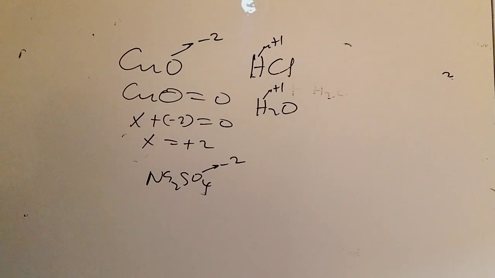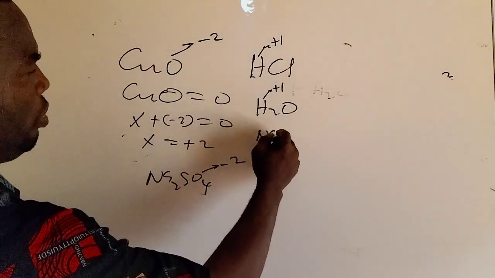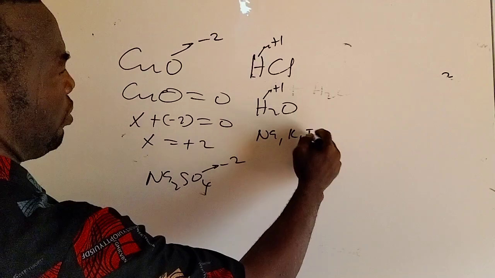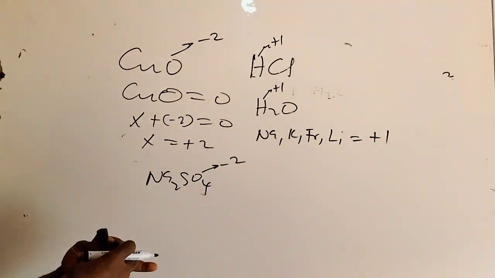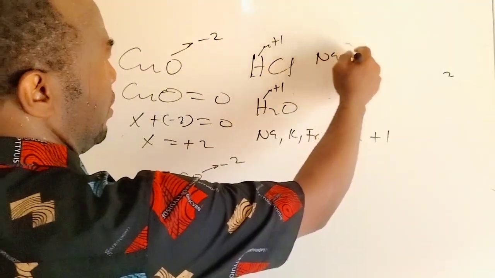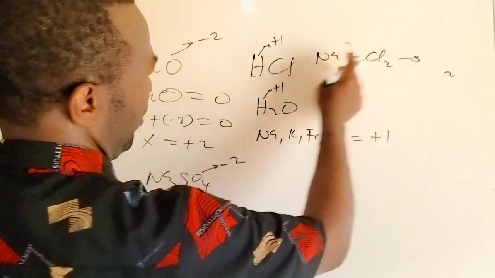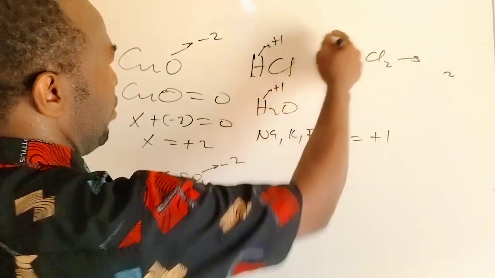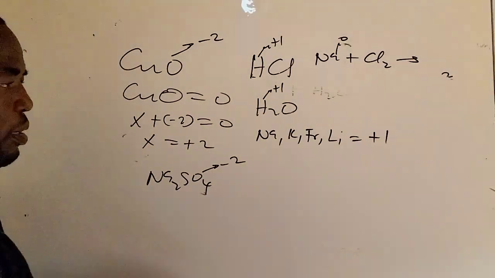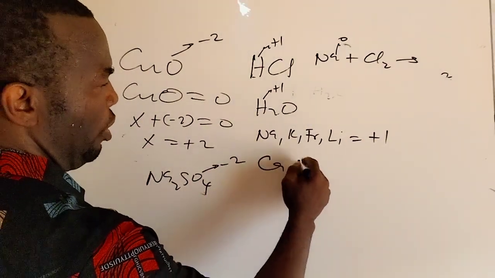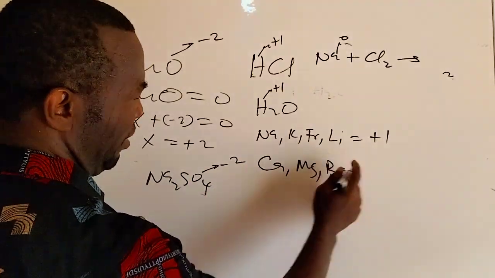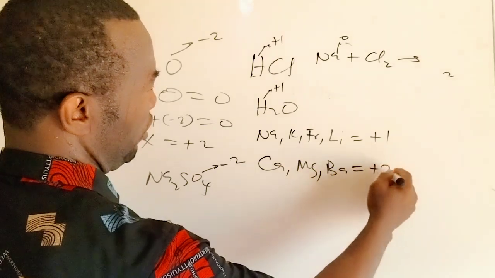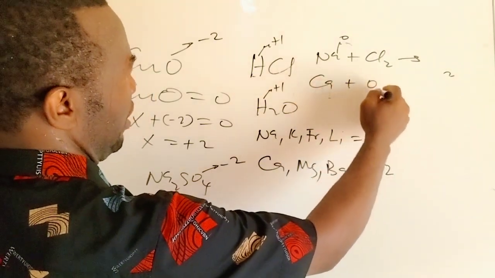Oxidation state of group 1 elements: sodium, potassium, francium, lithium are always +1 in compounds. But when they're on their own, not in a compound, they are free, and we take them as 0. Oxidation state of group 2 elements like calcium, magnesium, barium in compounds is +2. When they are on their own, we take them as 0.